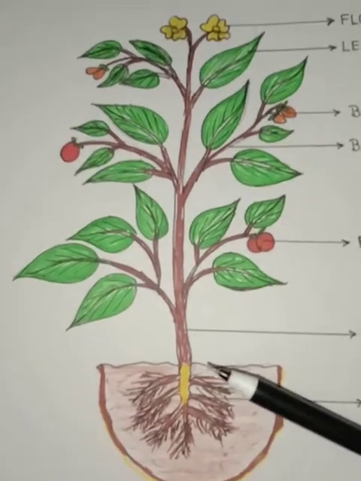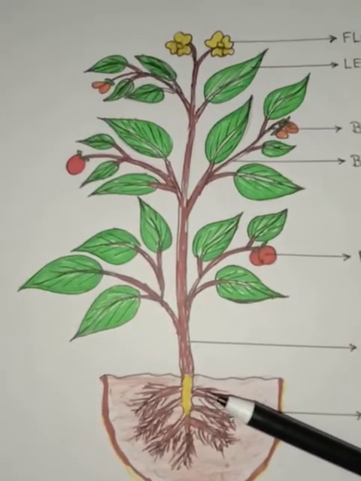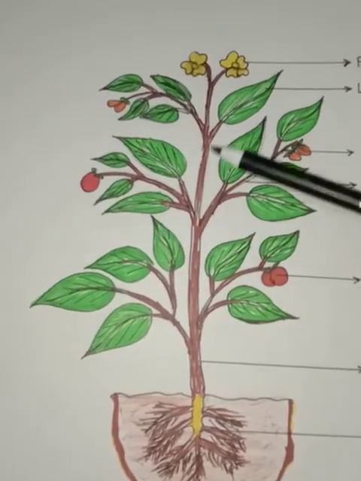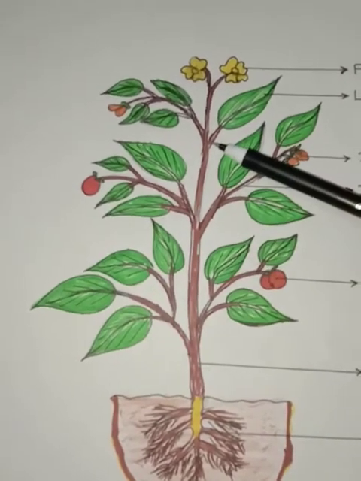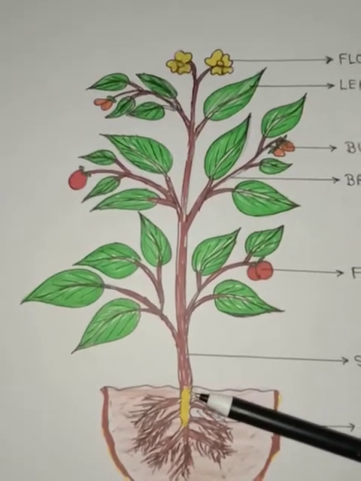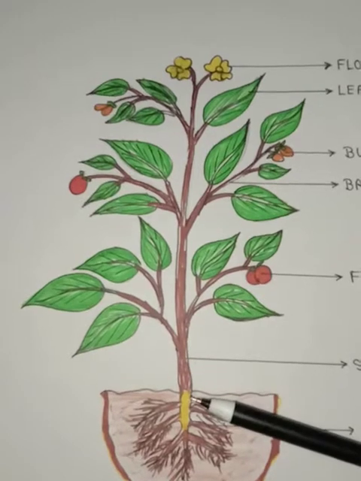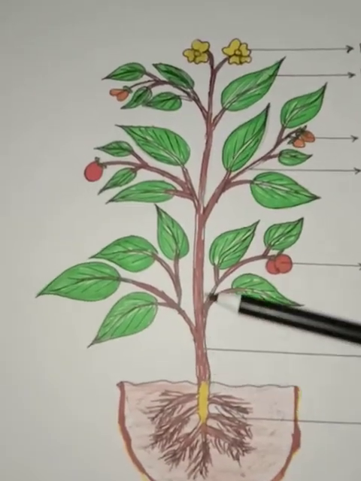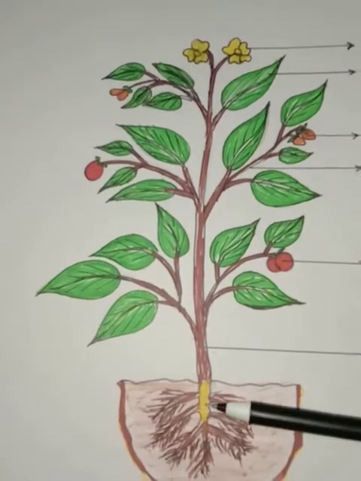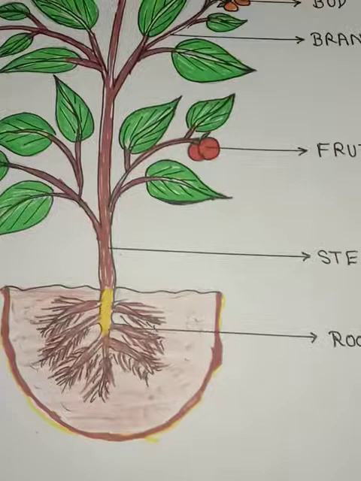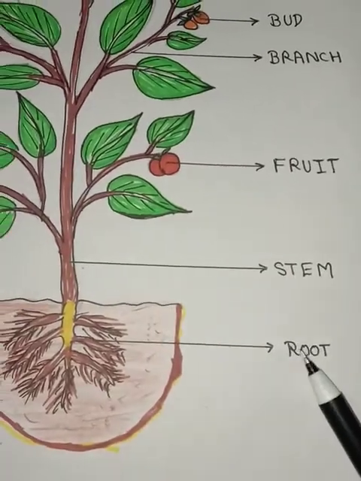The part of a plant which grows above the ground, means above the ground, is called shoot. Okay, now clear. The part which grows below the ground is called root. Okay, now above the ground shoot, below the ground root. Okay, now clear. Now first is root.